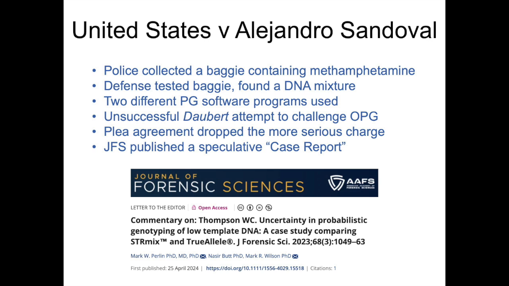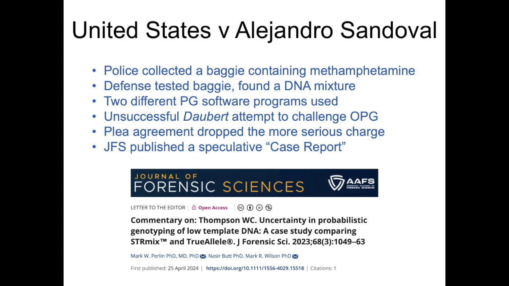The police out in California collect 2 baggies containing methamphetamine. The policeman claims they were under the defendant's arms, and that when he opened his arms, the baggies fell out. The defense didn't believe the police, and they had the baggies tested. They found DNA mixtures. The original private lab used their StarMix software on it. The federal prosecutor had a Daubert challenge against StarMix on the defense's evidence. And then TrueAllele got involved, and then there was a plea agreement that dropped the more serious charge of possession. JFS published a very speculative case report by Thompson that tried to explain why the StarMix results were maybe not reliable, but more reliable than TrueAllele, because they got different answers.